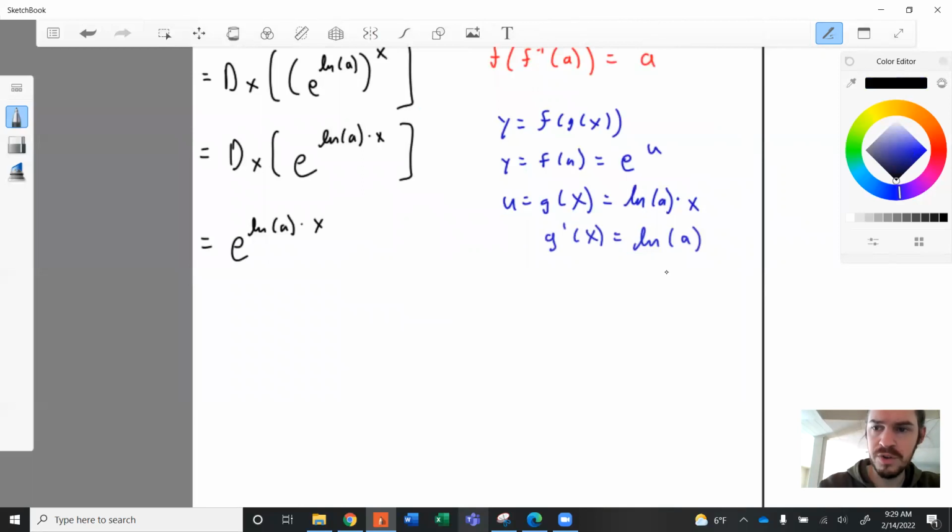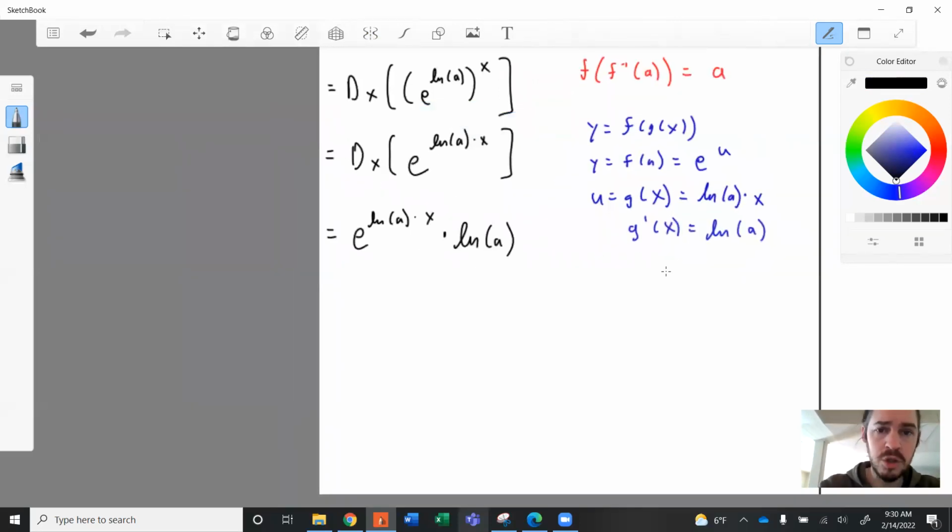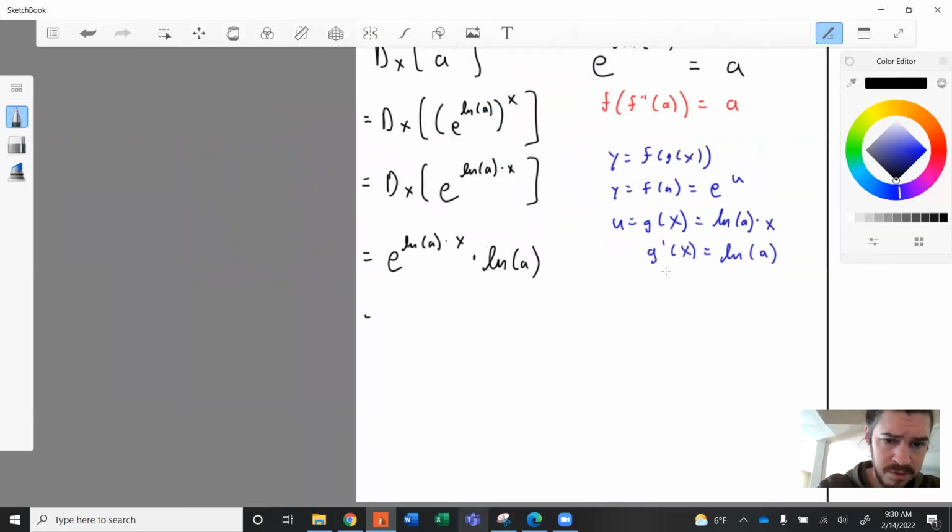So I'm going to take over here, applying the chain rule now. I'm going to multiply by the derivative of my inner function, which is just the natural log of a. There we go. So I've got the derivative. Now let's massage it back into a format that looks a little nicer. I'm going to do the reverse of the above steps.